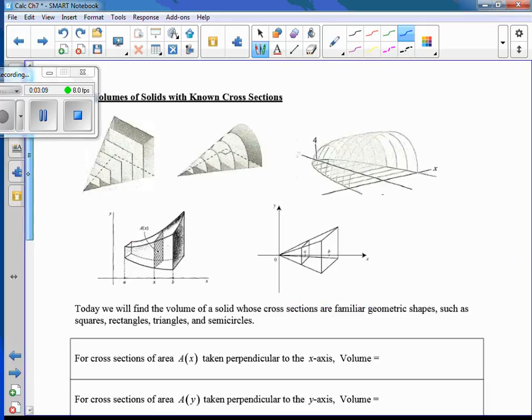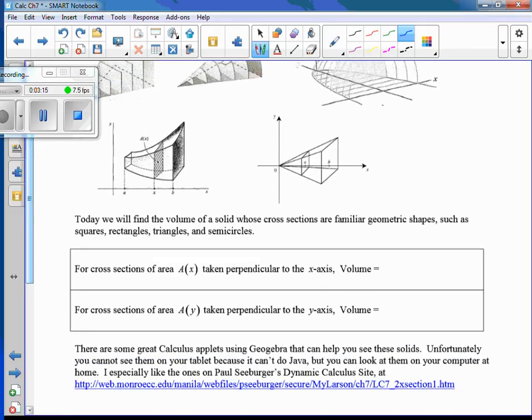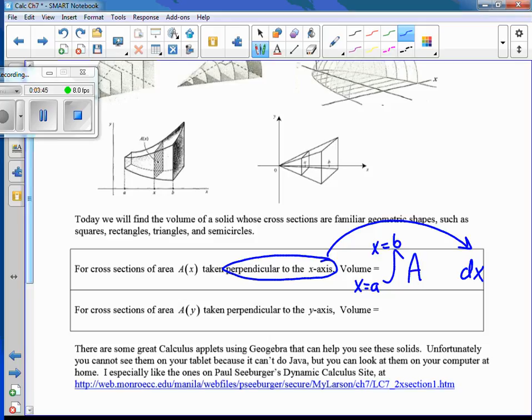If we want to find the volume with known cross sections, what do you have to do? You have to integrate the area. Right here it says for cross sections of area A of x taken perpendicular to the x-axis, you're going to integrate with respect to dx. Whenever you see the keyword that they are perpendicular to the x-axis, that is your key that everything is going to be with respect to x. So you're going to have a dx right here, and your lower bound and your upper bound are going to be in terms of x. And then finally, what do you need inside? You need the area of the object.